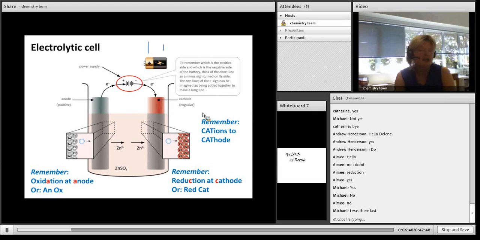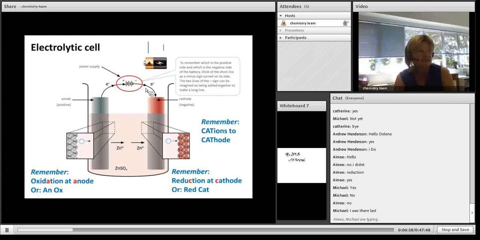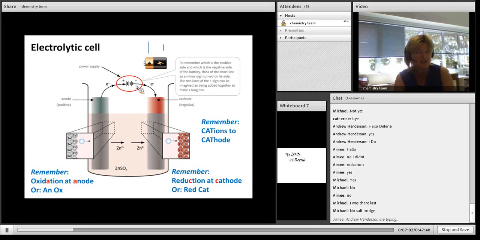Okay, Michael, now I know you weren't too sure, but what is different in this cell compared to the last cell? Is there anything else you notice that is different? The one thing is we've got, instead of a voltmeter, we've got a battery, the salt bridge. I'll get to those that I'm showing there now.